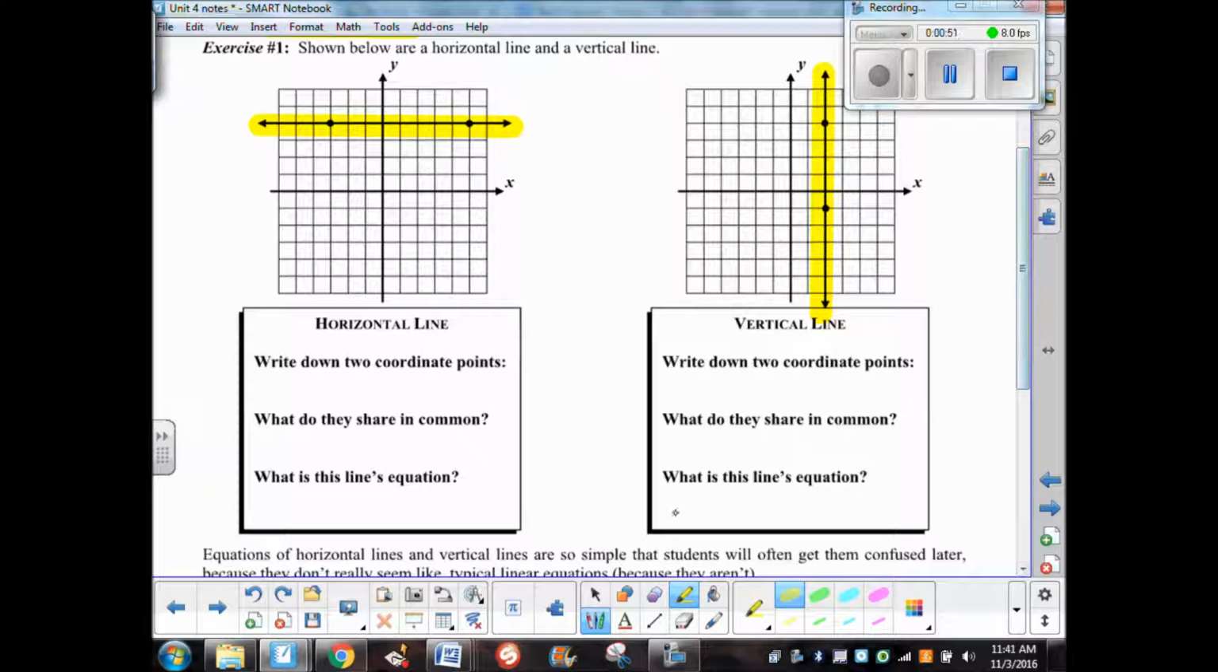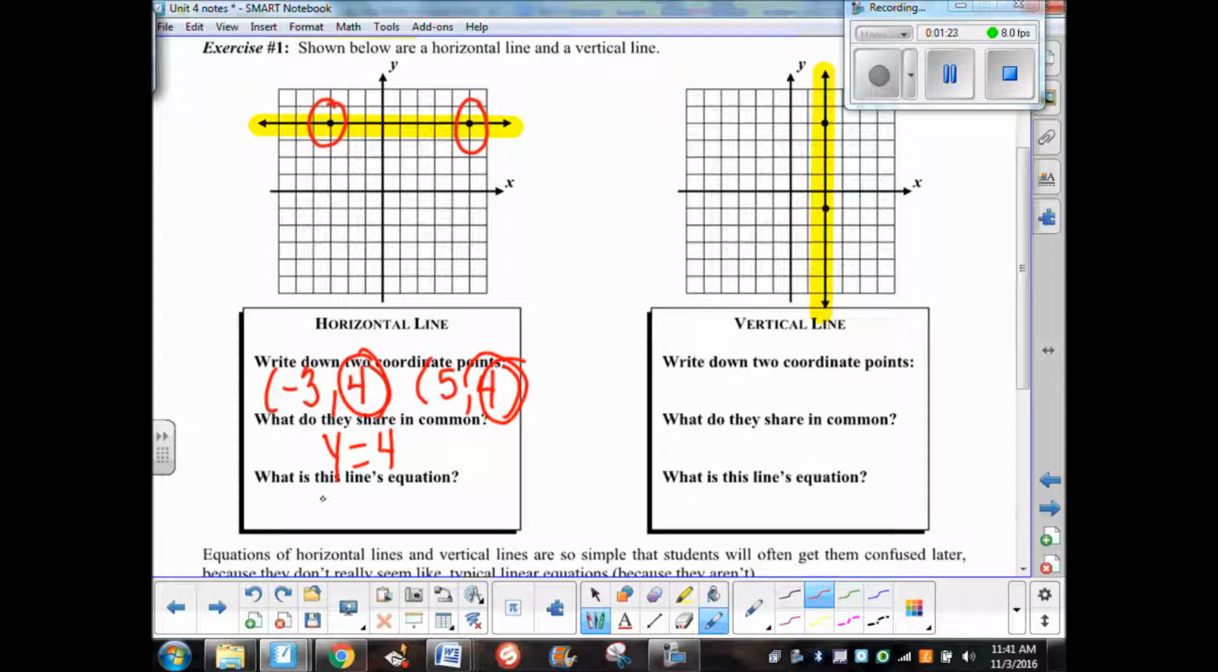So under the horizontal line, it says write down 2 coordinate points. So they put 2 on there, so I'm going to use those 2. So we've got -1, 2, -3, 4, and we also have 5, 4. What do those 2 points share in common? They share a y value of 4. Both of their y values are 4.